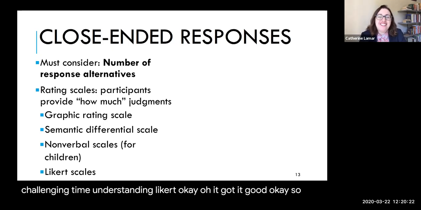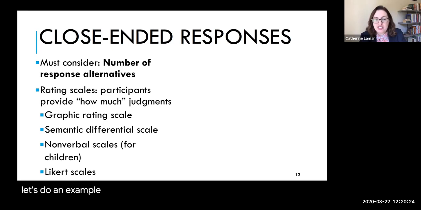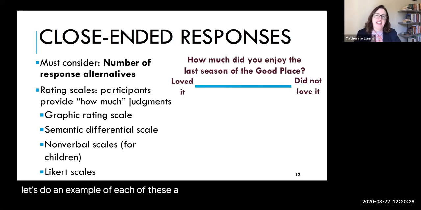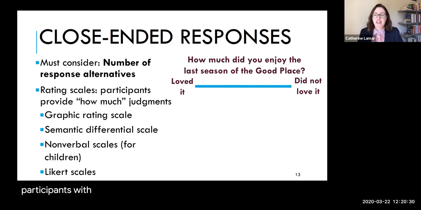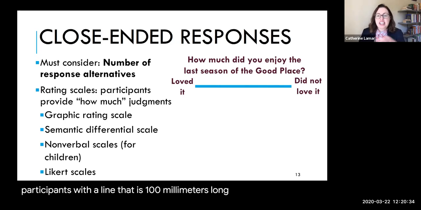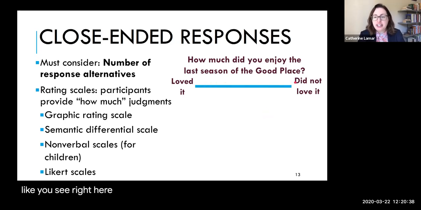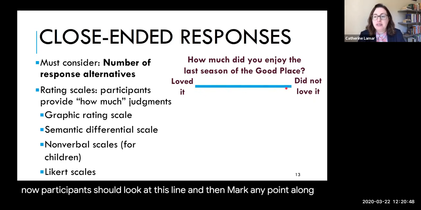So now let's do an example of each of these. A graphic rating scale provides participants with a line that is 100 millimeters long. It's a continuous line, like you see right here, and it's anchored with descriptions on either end. Now, participants should look at this line and then mark any point along the line that represents how they feel.